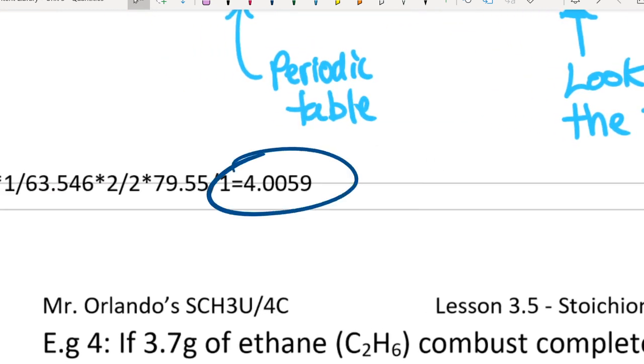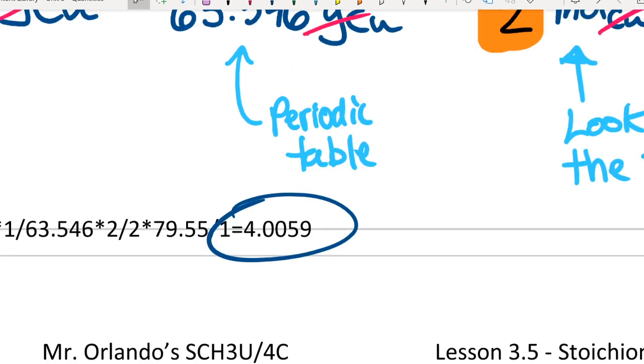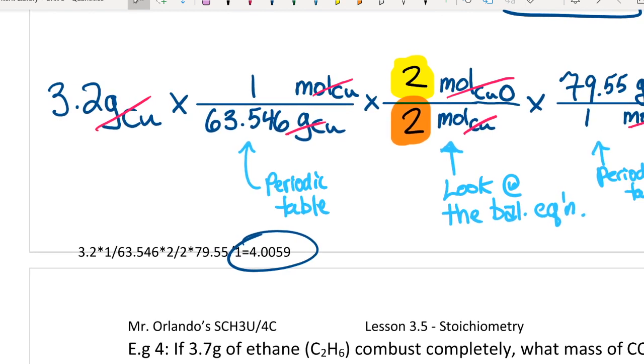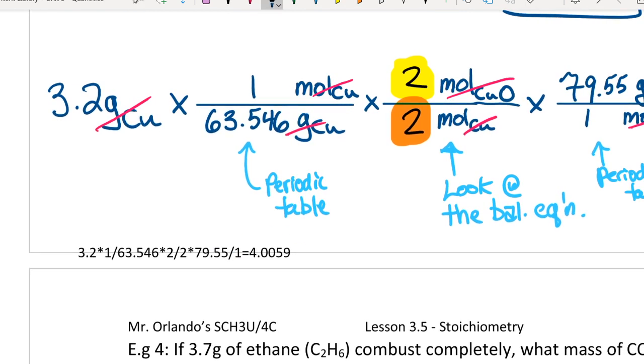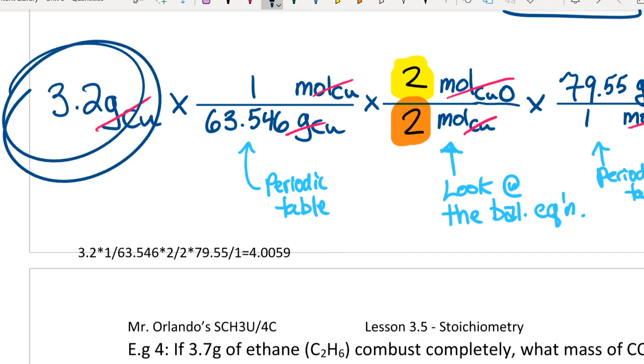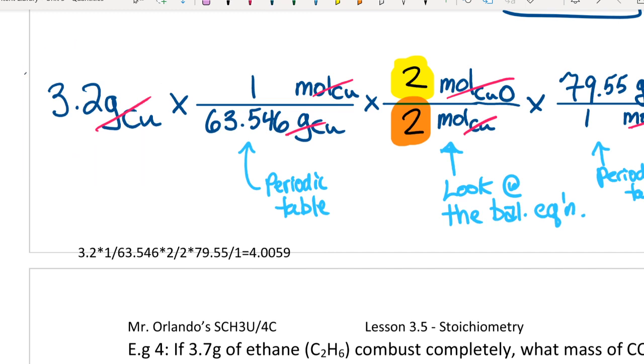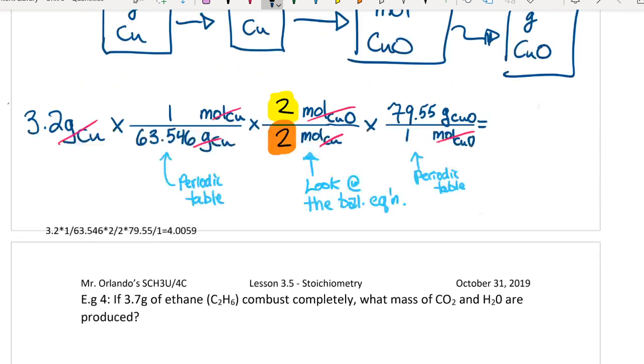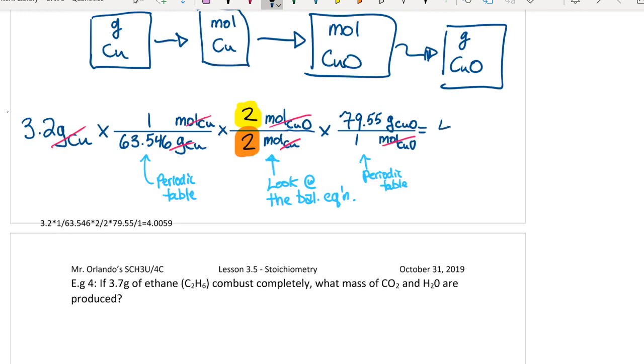How many sig figs in this question? This number's got lots. It's got 1, 2, 3, 4, 5. But how many should I actually be having here? Is there anything less than 2 here? No, everything else is infinite, right? Or more. So 2 sig figs. So this should actually be 4.0. Yeah, and what's the unit?